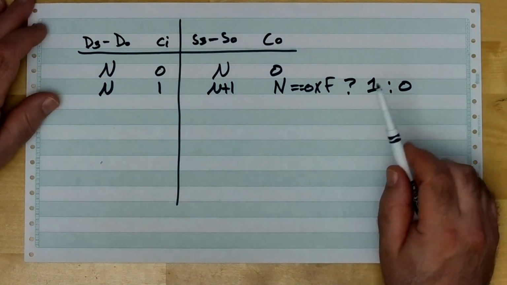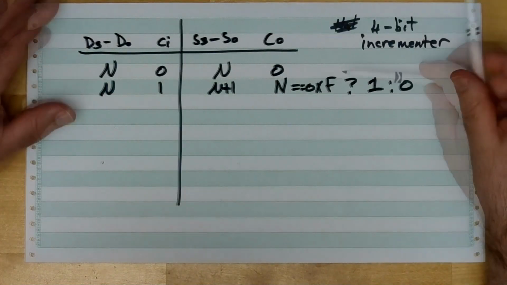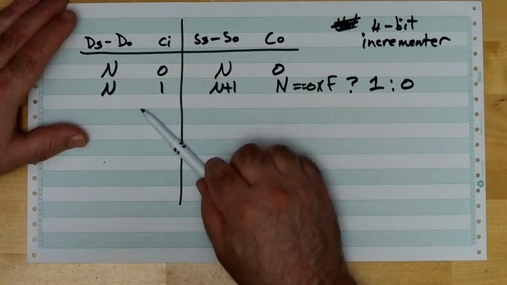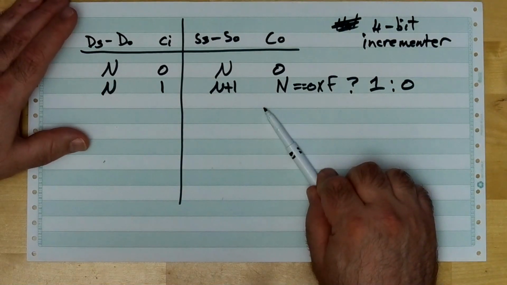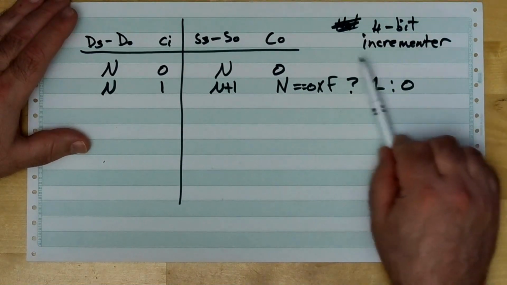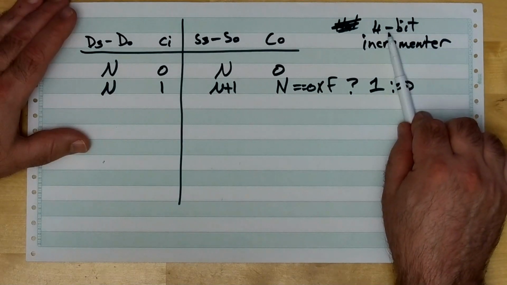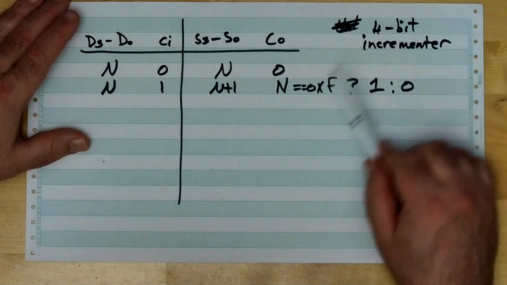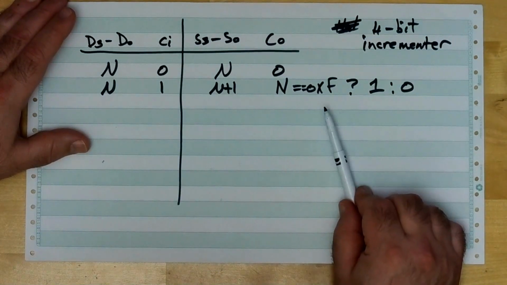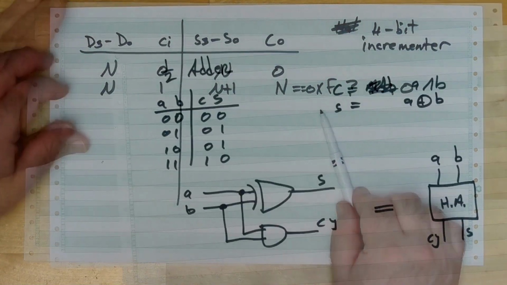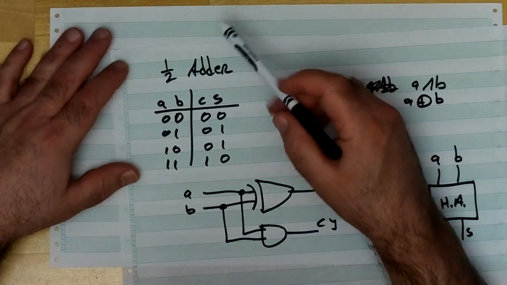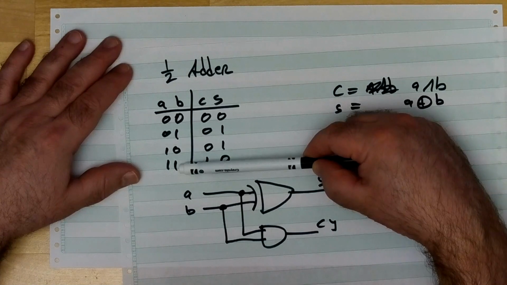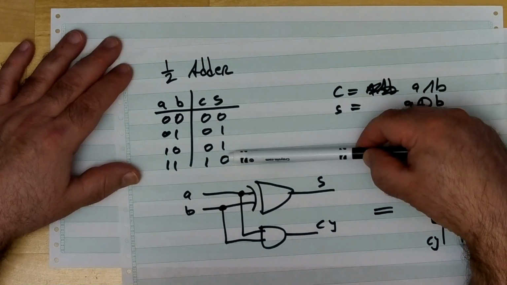All right. So we have a very simple truth table. This table represents the inputs and the outputs of an incrementer, a thing that takes a 4-bit binary number and increments it by 1. It adds 1 to that 4-bit number, and this is the truth table for that. Let's take a quick glance back at the half adder truth table. We have two 1-bit inputs. We have a carry and a sum output.